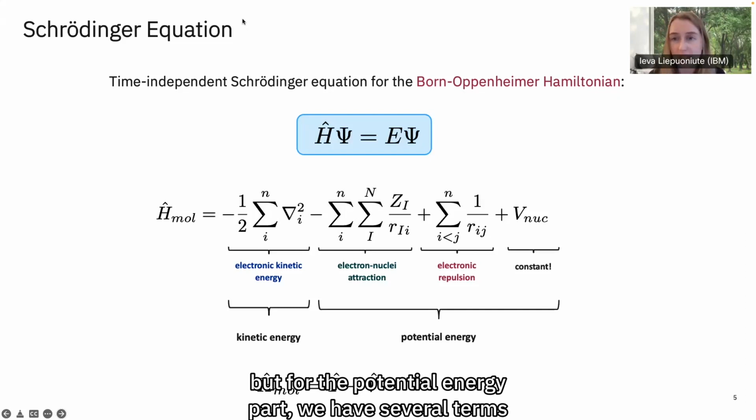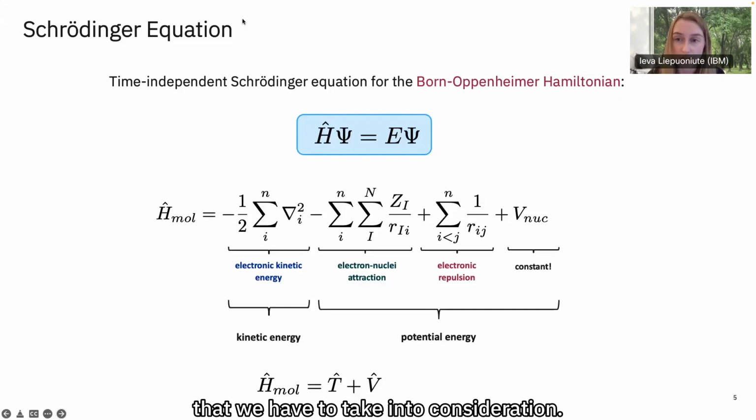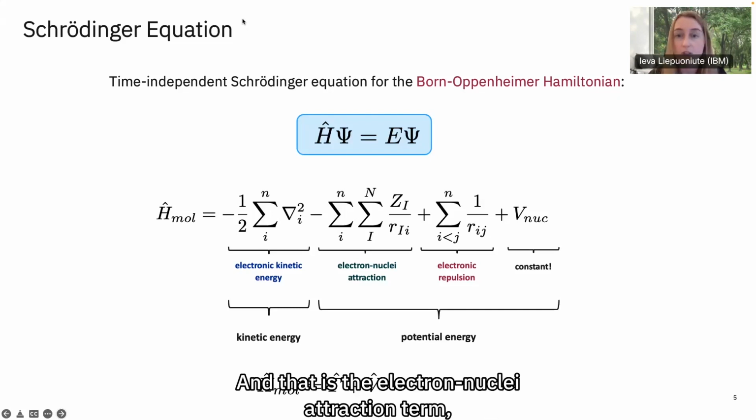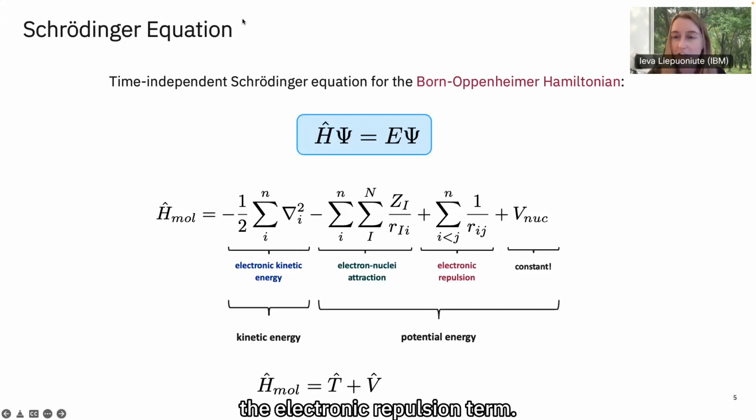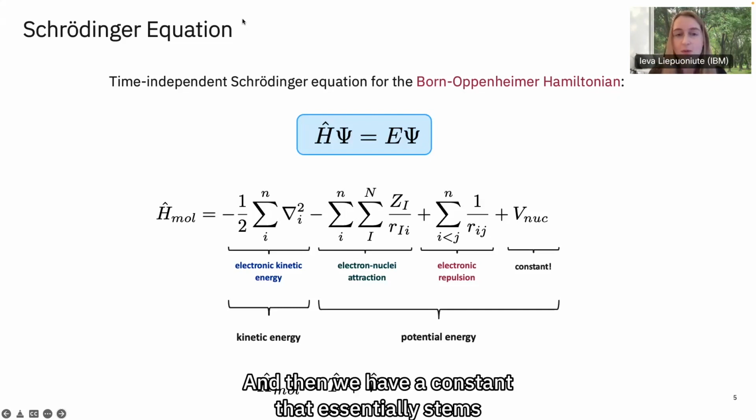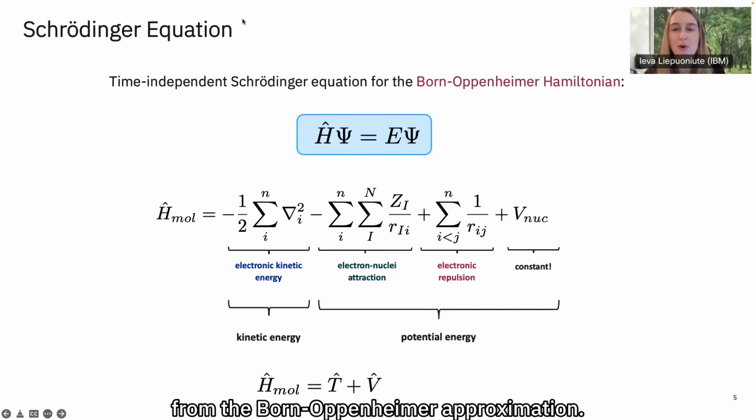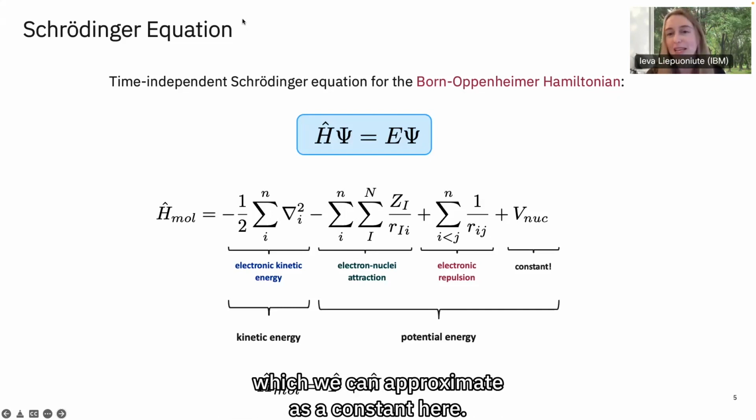But for the potential energy part, we have several terms that we have to take into consideration. That is the electron-nuclei attraction term, the electronic repulsion term, and then we have a constant that essentially stems from the Born-Oppenheimer approximation. It describes the nuclear potential energy, which we can approximate as a constant here.